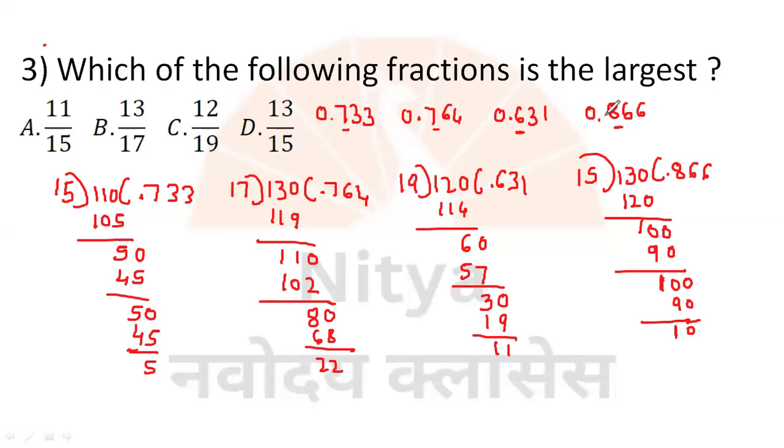So 0.866 is the largest number, so that value will be 13 by 15. So option 13 by 15 is the answer. This is the largest fraction. Okay, in this way, you can find the largest or smallest fractions.